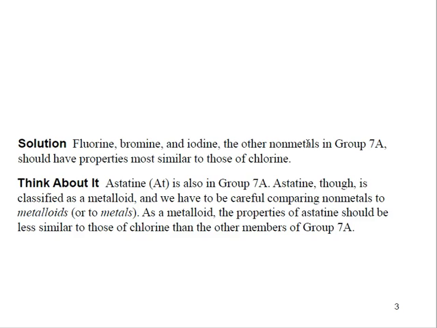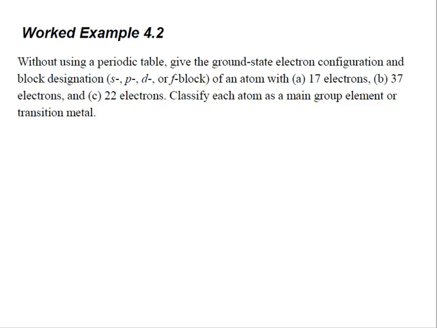But you may be asking yourself, what about astatine? It's also in group 7A. Well, it's not a nonmetal. It's actually classified as a metalloid, so that's why it wasn't included. But for the most part, you can find elements that are in the same group as one another and be pretty safe to say that you should find some similar properties. Let's jump into the second example.